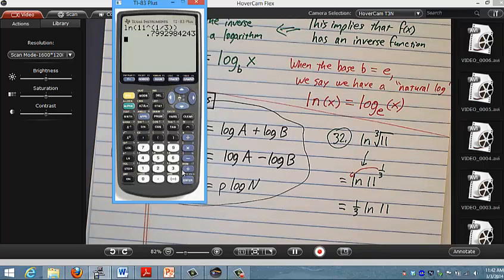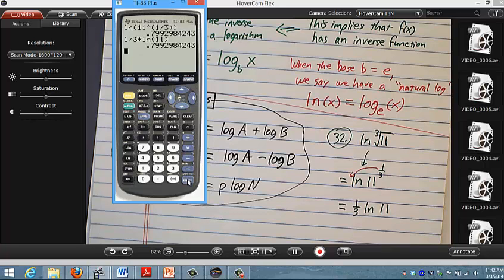Okay. Or I could say 1 divided by 3 times the natural log of 11, and those should be the same. Right? According to these log laws. Is that what you were asking about?